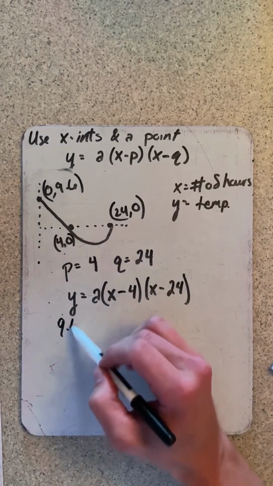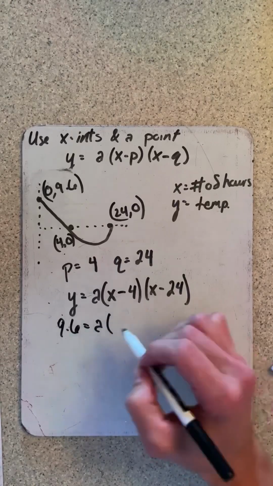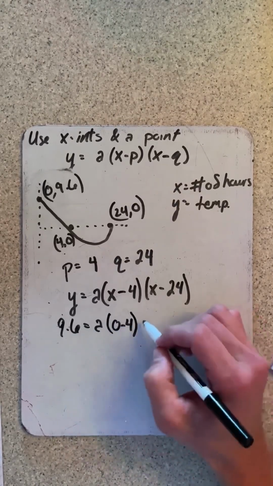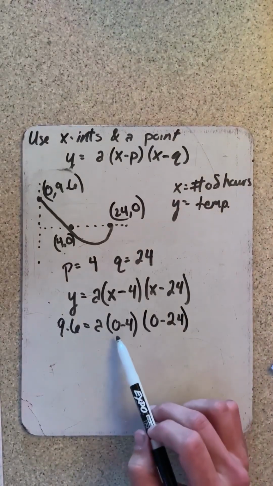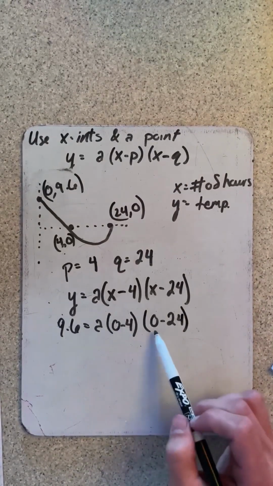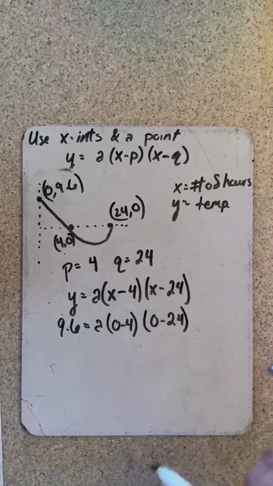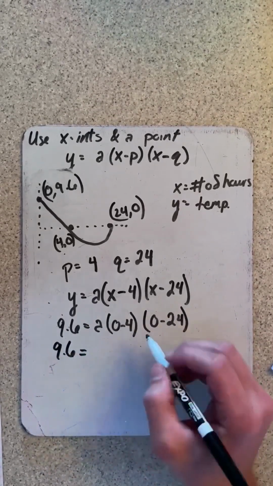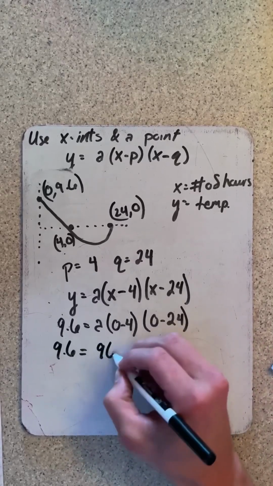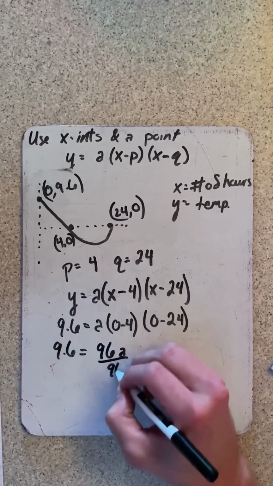So I get 9.6 equals A, open, 0 minus 4 times 0 minus 24. Okay, as you end up doing this, it's going to be 0 minus 4 is negative 4, and negative 24. Negative 4 times negative 24 is 96. So we get 9.6 equals 4 times 24 is 96 times A. Divide both sides by 96.